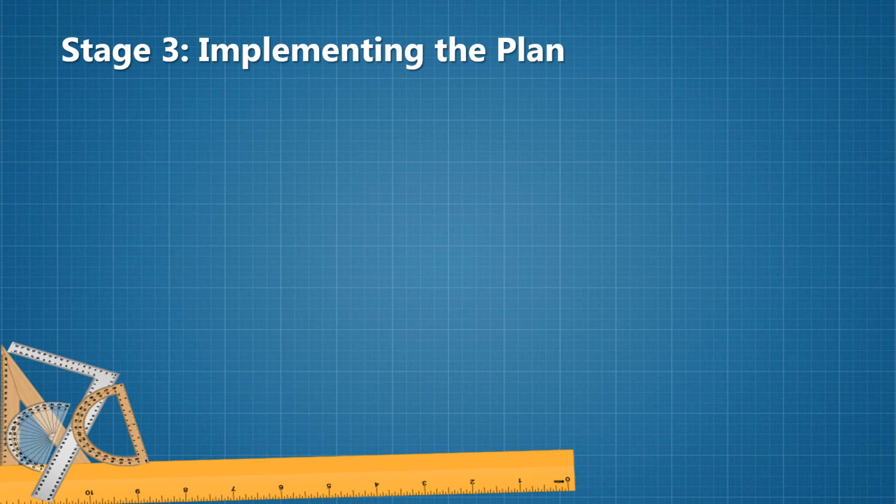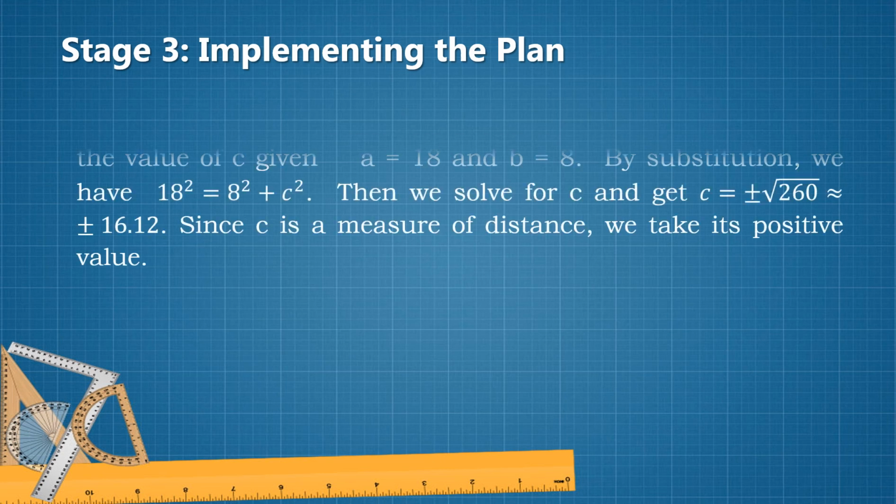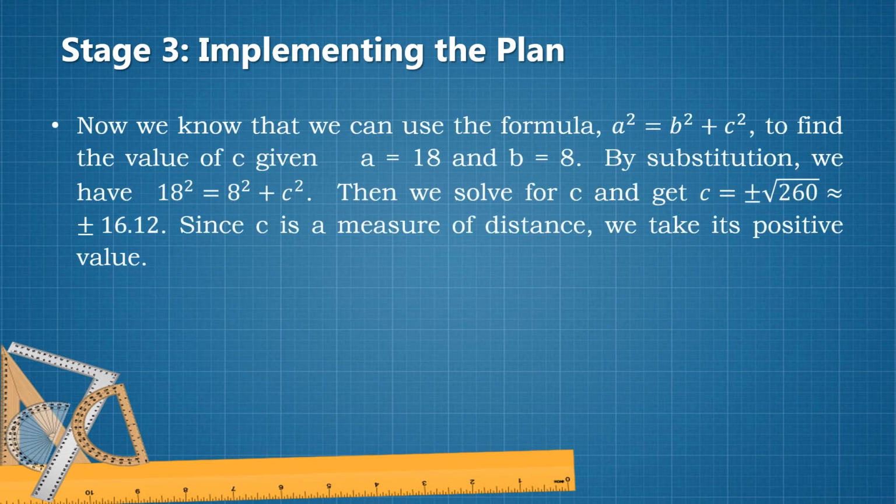Now, let's implement the plan. We're done with devising a plan. We're now going to implement the plan. Now we know that we can use the formula A squared equals B squared plus C squared to find the value of C given A equals 18 and B equals 8. By substitution, we have 18 squared equals 8 squared plus C squared. Now, simplifying 18 squared, that's 324, and simplifying 8 squared, that's 64. So, using the subtraction property of equality, it will be 324 minus 64 is equal to C squared.